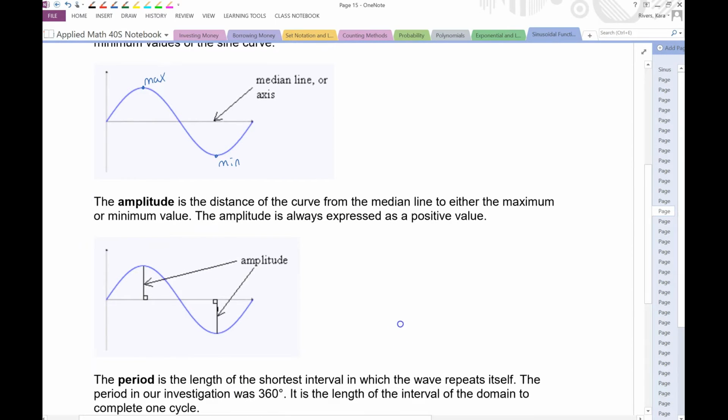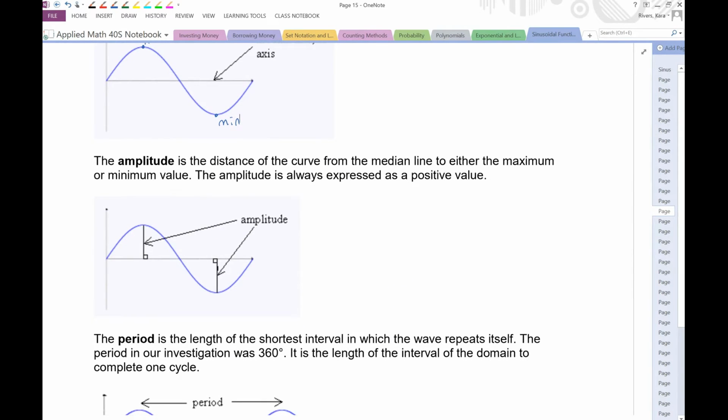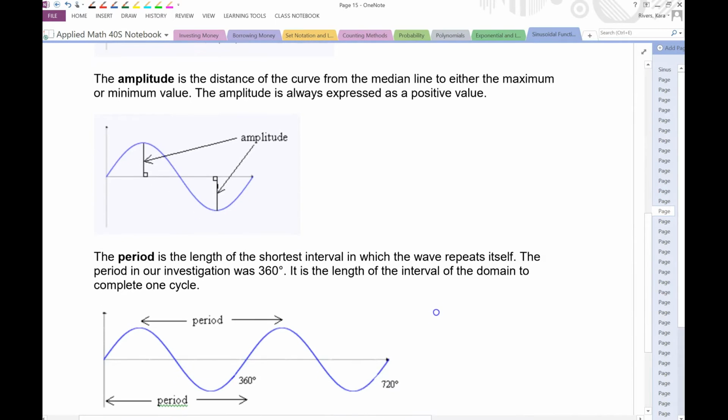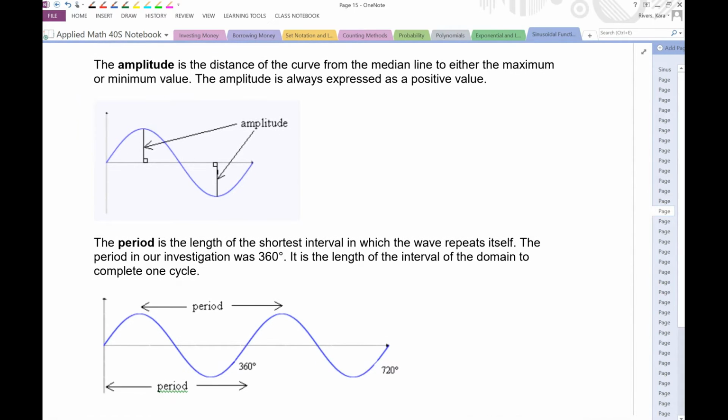We've already measured the period, and we're going to continue to do that. The period is the length of the shortest interval in which the wave repeats itself. So we're looking for repeating waves. The period in our investigation was 360 degrees. It is the length of the interval of the domain to complete one cycle.